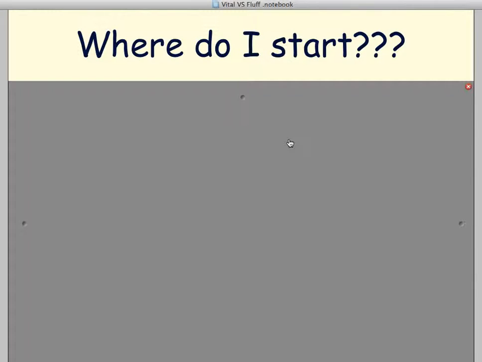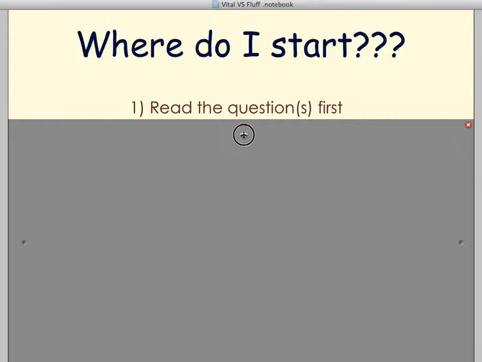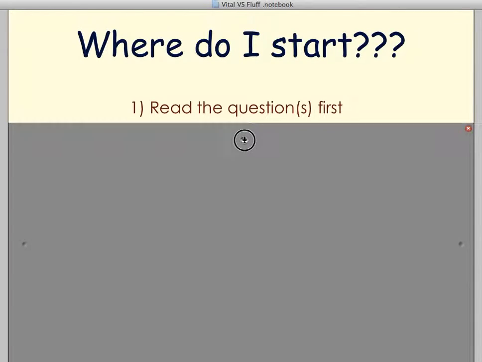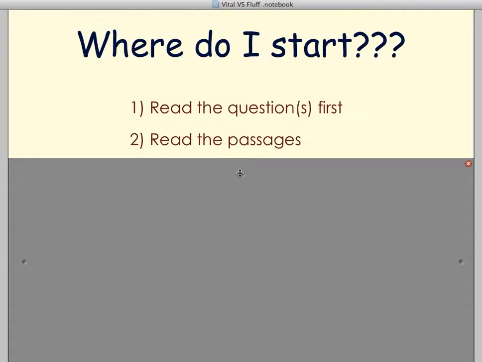So where do we start? Well, the first thing you should do when answering any sort of question is to read the question or the questions first. This is so you know what you will be looking for when you are reading your different passages. So the very first thing you should do is to read your question. The next thing, you're going to read your passages.